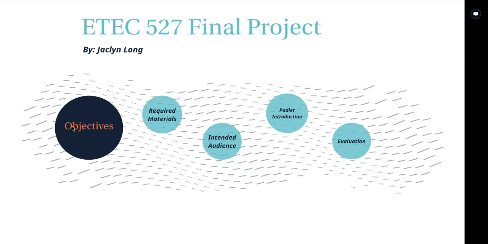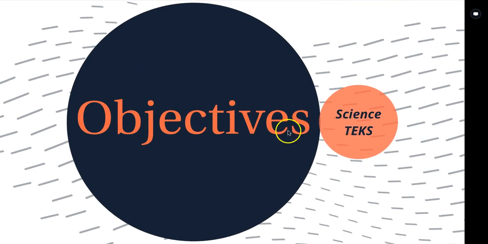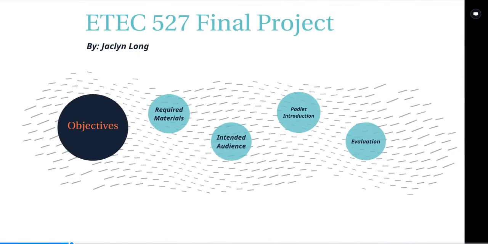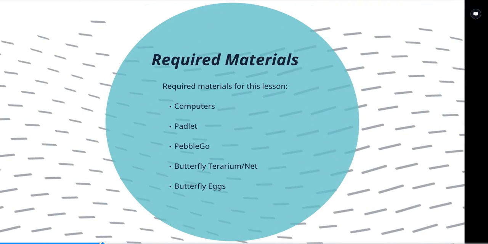The objectives that this unit will be going over are the science TEKs for second grade, which is the student is expected to investigate and record some of the unique stages that insects undergo during their life cycle. The student will collect, record, and compare information using tools, including computers, and the student will make predictions based on observable patterns. The required materials for this lesson are computers, Padlet.com, PebbleGo.com, a butterfly net or terrarium, and butterfly eggs.